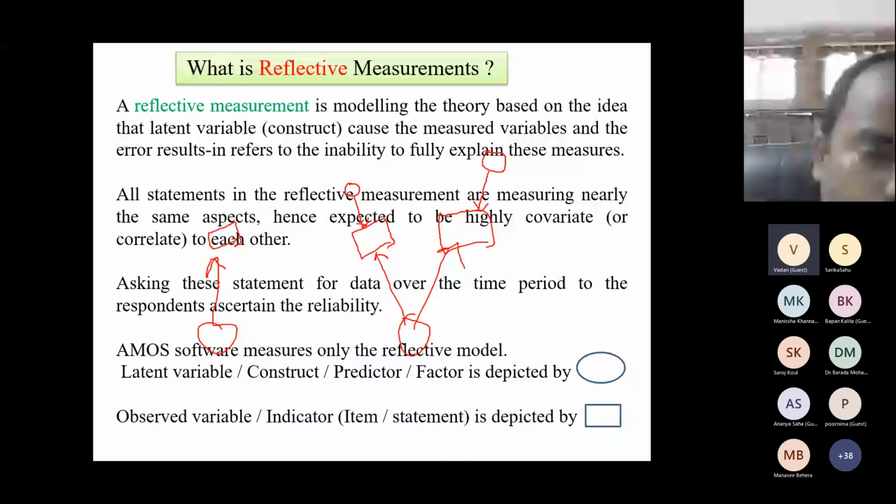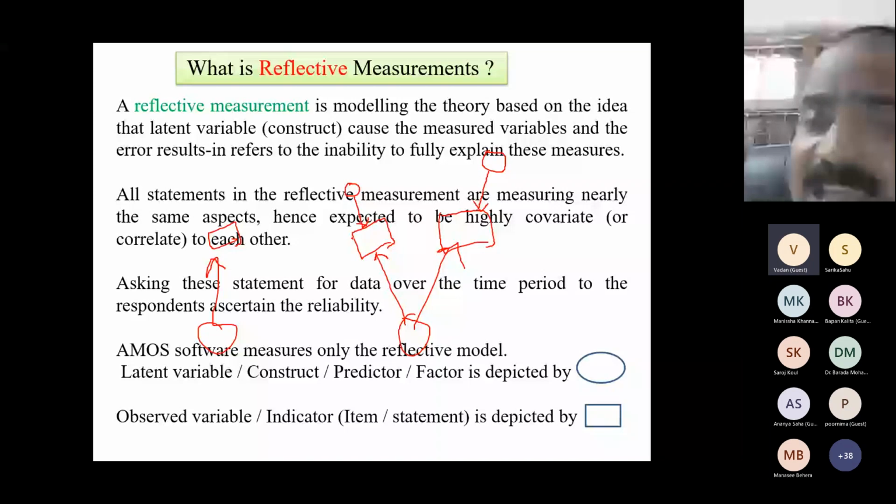So what does the reflective measurement say? Reflective measurement says, as many times as you ask the question, what are the indicators? Indicators are nothing but the items of your questionnaire. As many times as you ask this item of the questionnaire to the respondent, nearly the same or exactly the same answer you will get. This is the most important property of reflective measurement.